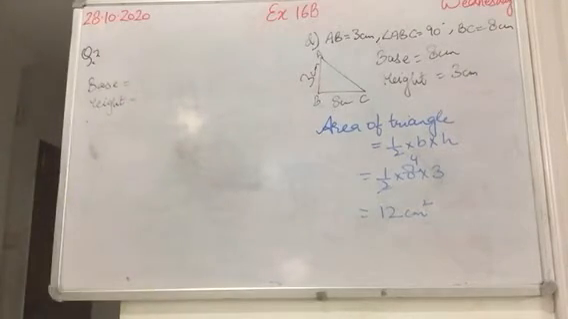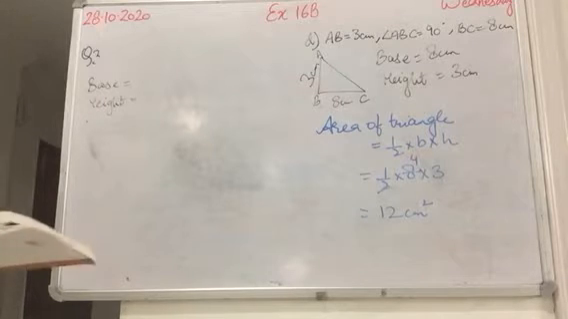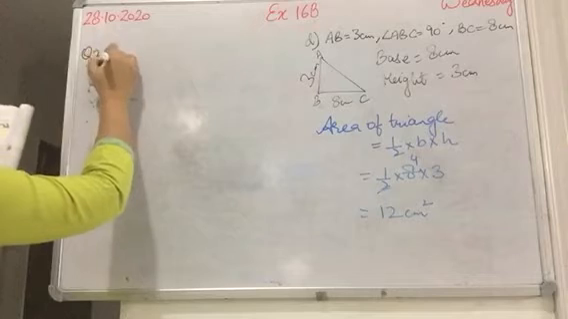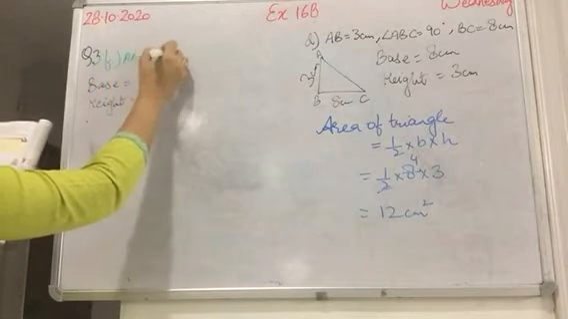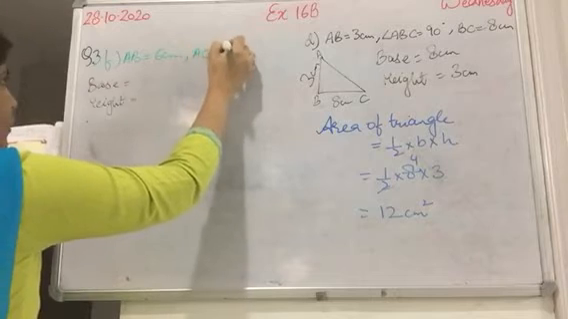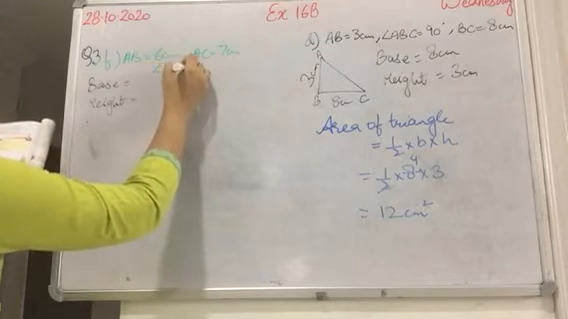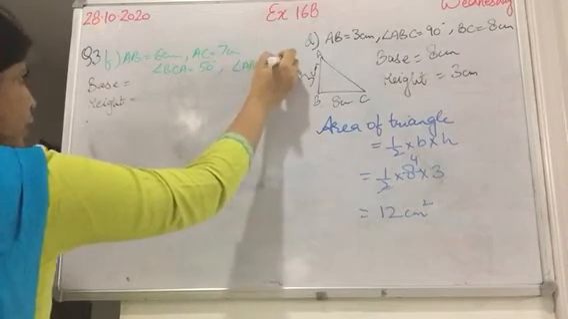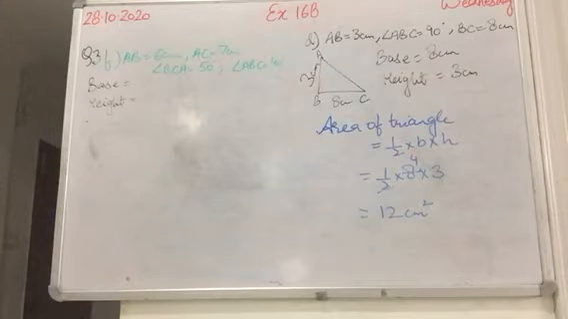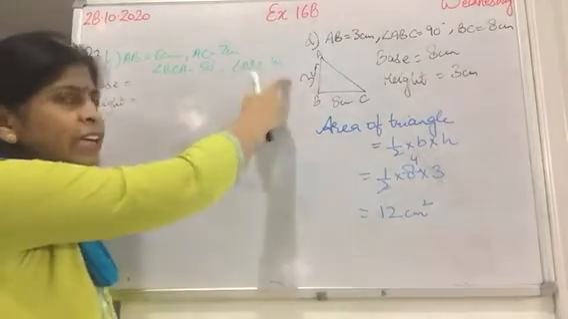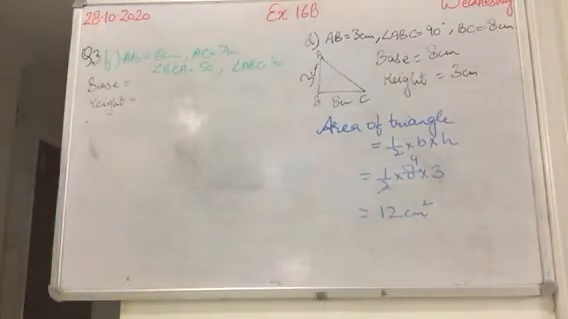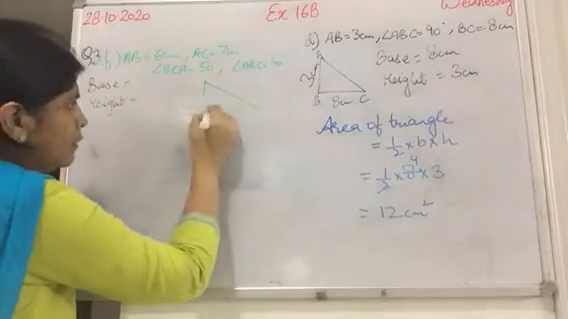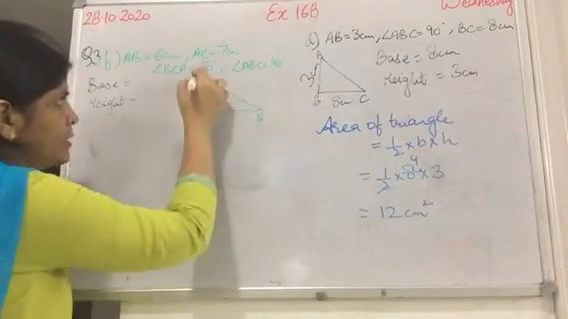In E part, base and heights are given, so you just do it by yourself. Now F part says that AB is 6 centimeter, AC is 7, angle BCA is 50 degree, angle ABC is 40 degree. So what will happen in this case? You can easily see that angle C is 50, angle B is 40, so angle A will be 90 degree. So let's draw the right angle triangle, right angled at A, B, C.